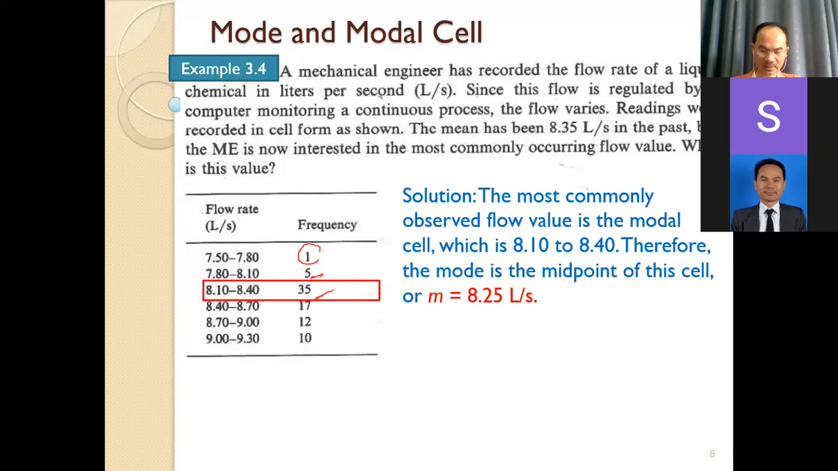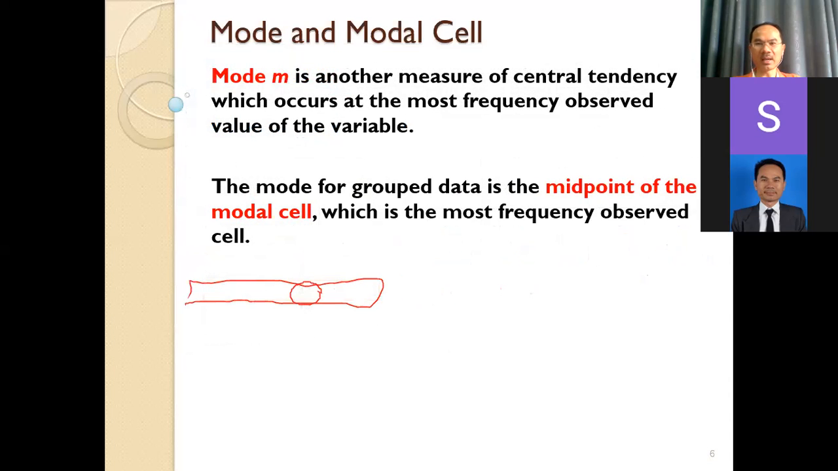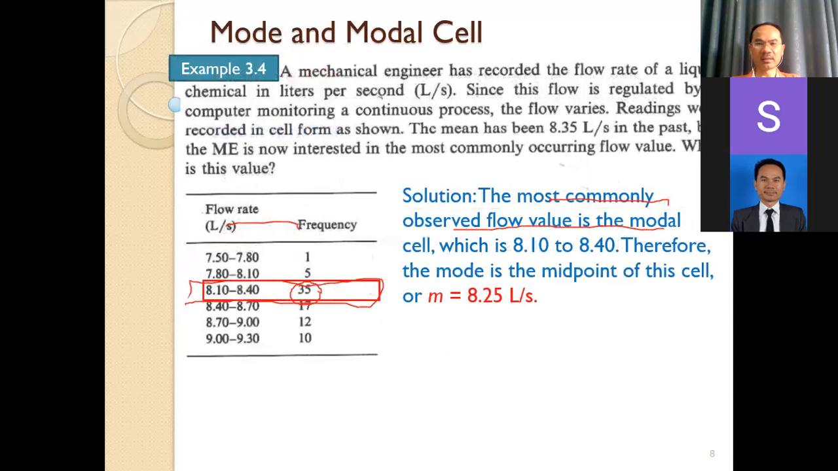And also we can see that the modal frequency is this cell, right? The mode frequency is 35. The value of the flow rate is between 8.1 to 8.4. As the definition of the mode for the group data, it should be the midpoint of the modal cell which has the highest frequency. Right. For this case, the cell should be 8.1 to 8.4, but the answer should be the midpoint.